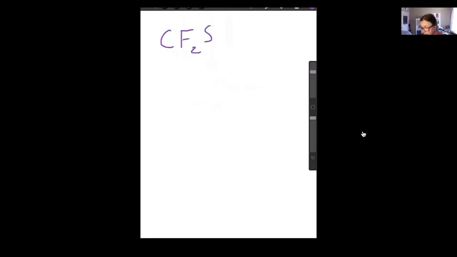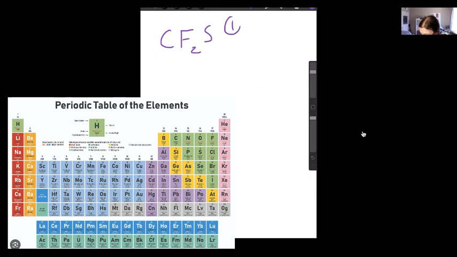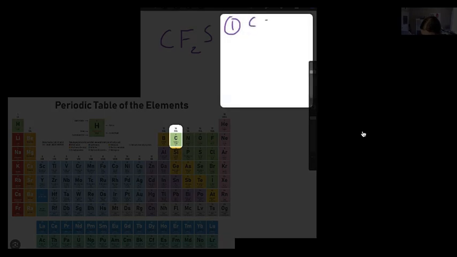I go to the periodic table and count up all the valence electrons that these atoms are bringing to the molecule. So carbon is bringing 4. Fluorine is bringing 7 because it's a halogen. It's in the 7th column of the periodic table, but there's 2 of them. So 2 times 7 equals 14. And sulfur is bringing 6 because it's in the 6th column of the periodic table.